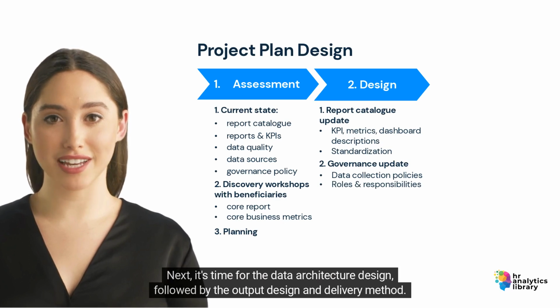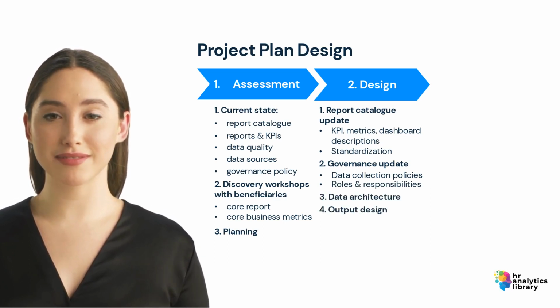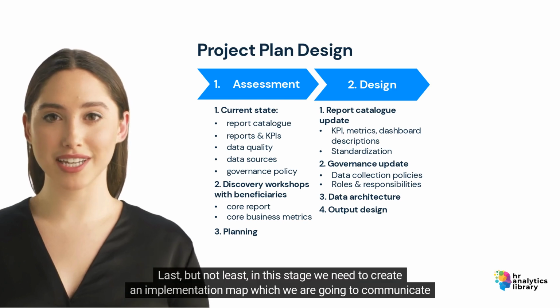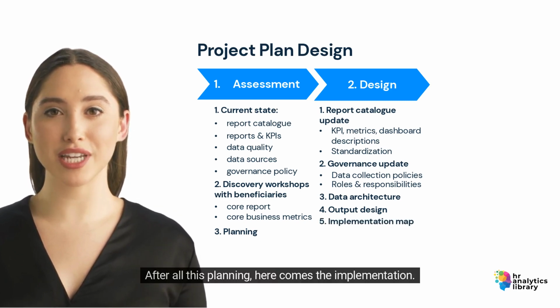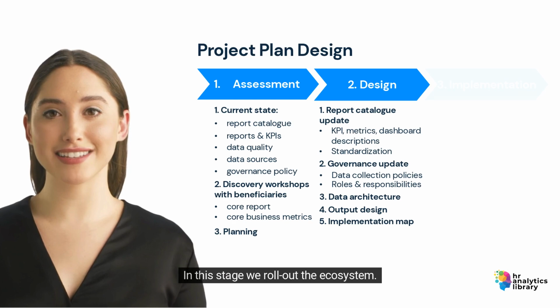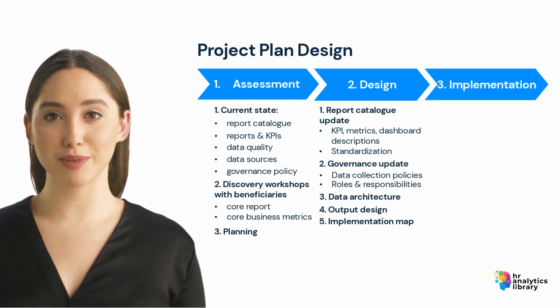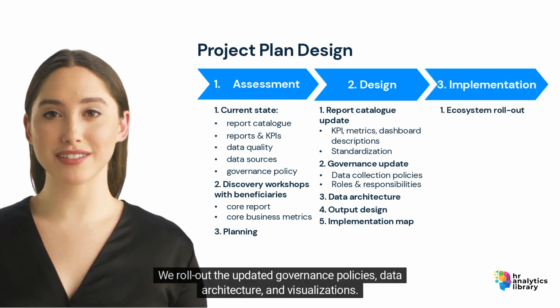Next, it's time for the data architecture design, followed by the output design and delivery method. Last but not least, in this stage, we need to create an implementation map which we are going to communicate within the organization. After all this planning, here comes the implementation. In this stage, we roll out the ecosystem. We roll out the updated governance policies, data architecture, and visualizations.